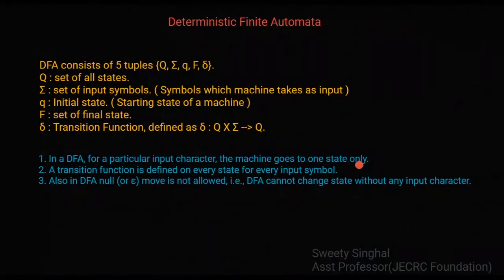Second one is, a transition function is defined on every state for every input symbol. And the third one is, in DFA, null or epsilon move is not allowed. That is, DFA cannot change state without any input character. So these are certain rules to design a deterministic finite automata.